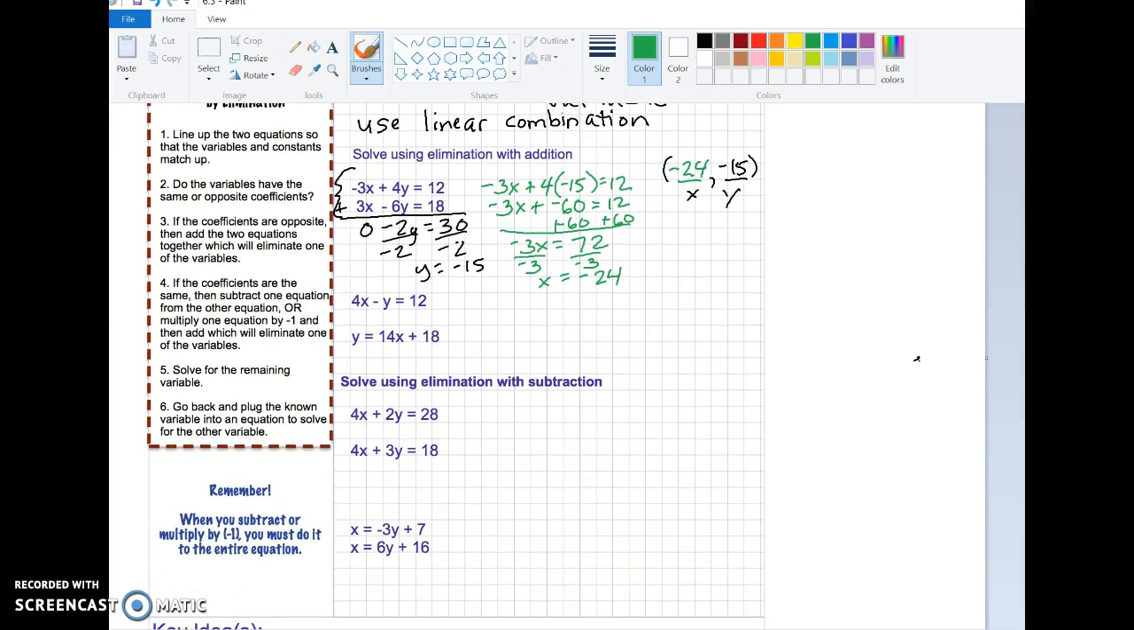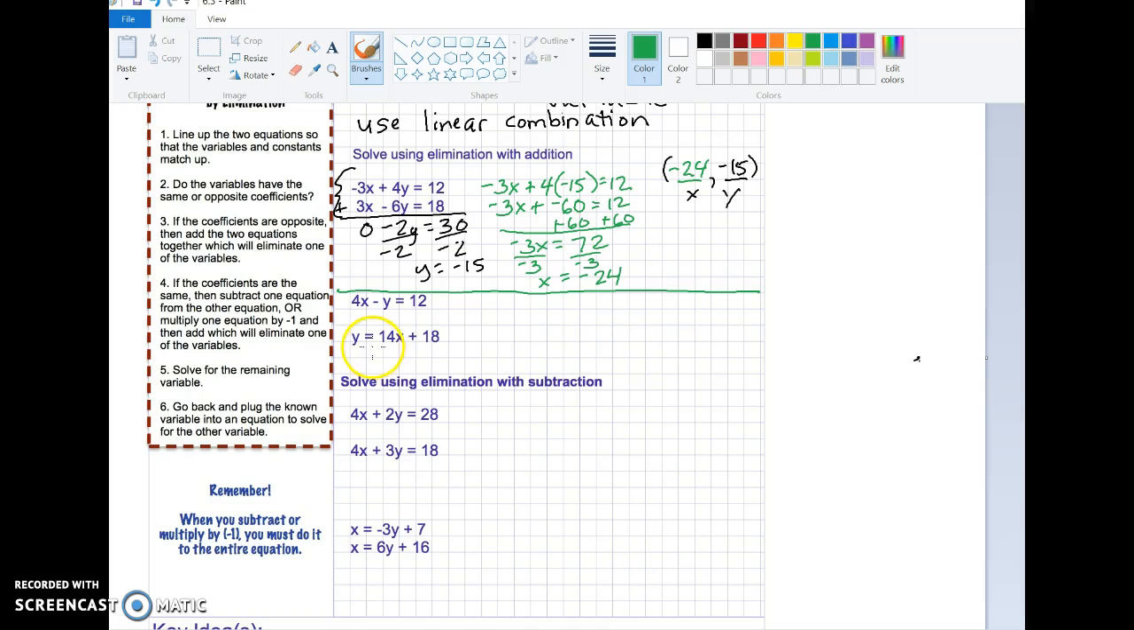All right, here's another one. This one is written 4x minus y equals 12. I'm going to just draw a line here so we can see the difference. 4x minus y equals 12, and y equals 14x plus 18. Again, I want to try to add these together, but the problem is that I can't really add a 4x and a y, or a negative y and a 14x. I need to make sure that both equations are in the same format. This first one's in standard form, and the second one's in slope-intercept form. So I want to make sure that I get them in the exact same format.